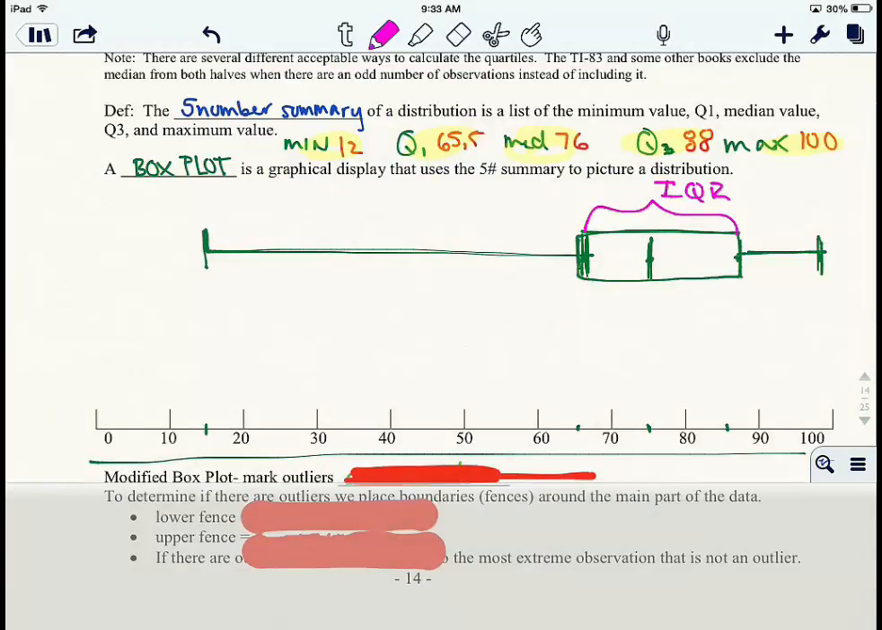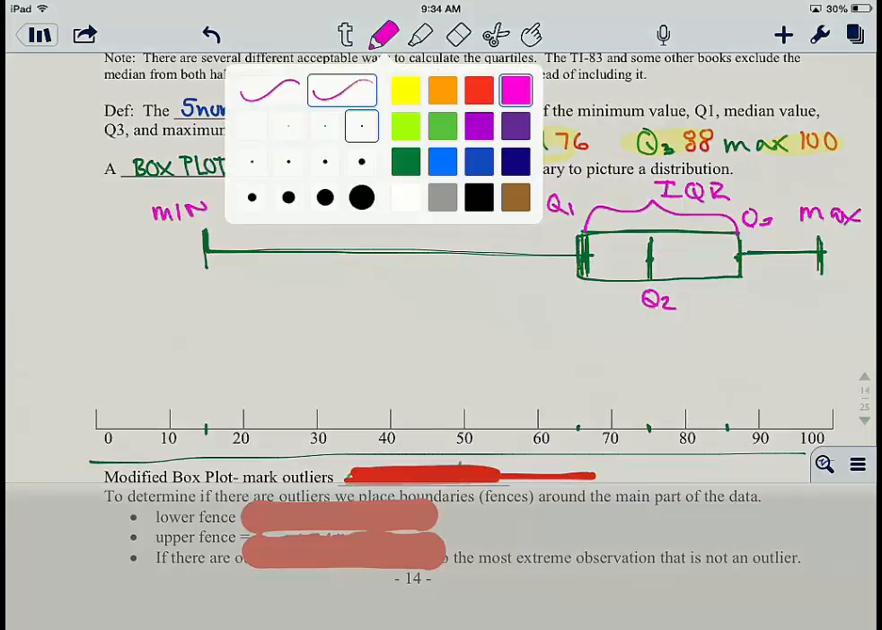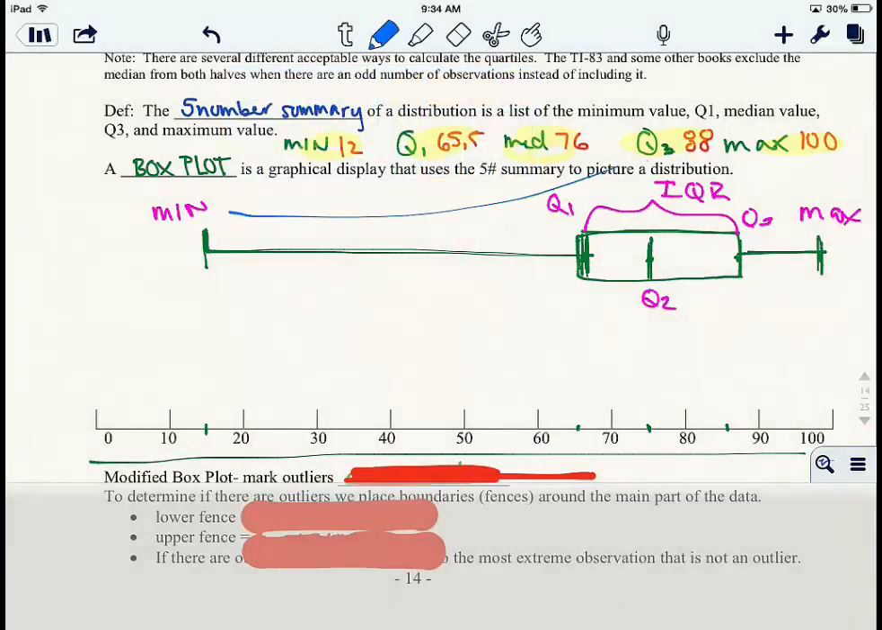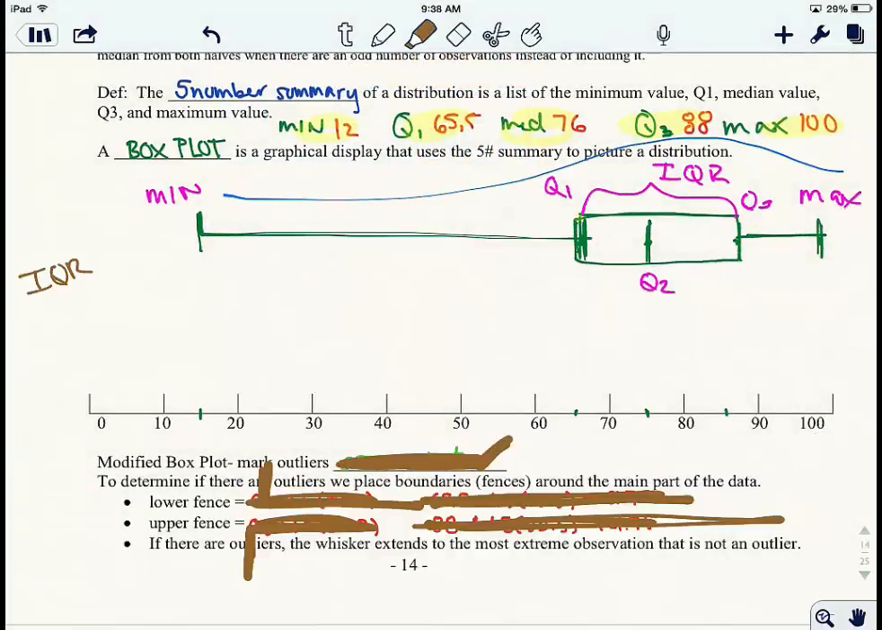And again, this is the min, Q1, the median or Q2, it's the same thing, Q3, and the max. And it shows us that the data is skewed. Okay, you can see the data is left skewed. There's another type of box plot called a modified box plot, and this is useful because it shows the outliers. We mark them as a dot.